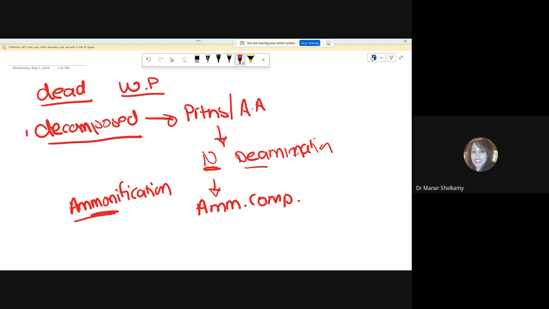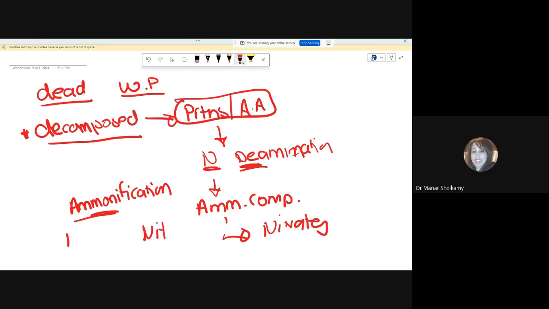So anything that is decomposed will give us proteins. We will remove the nitrogen from the protein in deamination. We will convert the nitrogen that has been removed into ammonium compounds. This is ammonification. And then this is the final step. The ammonium compounds are finally converted into active nitrates in the process of nitrification by nitrifying bacteria. And only then will the nitrates be absorbed by the plant by active transport, and they will become part of the body of the plant in a process called assimilation.